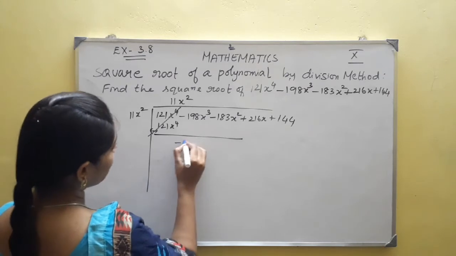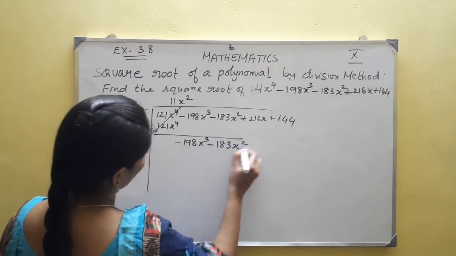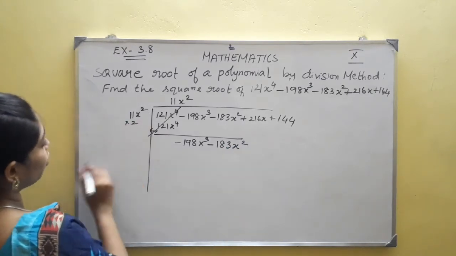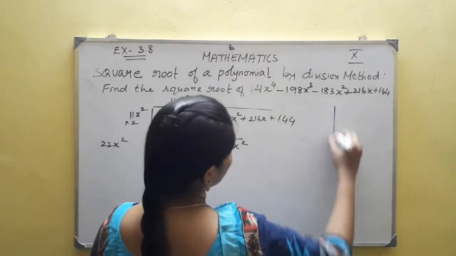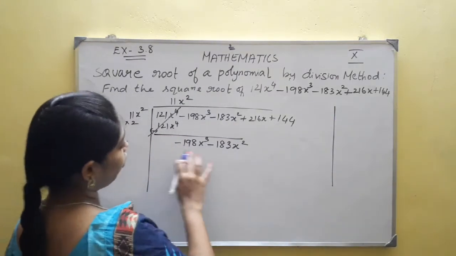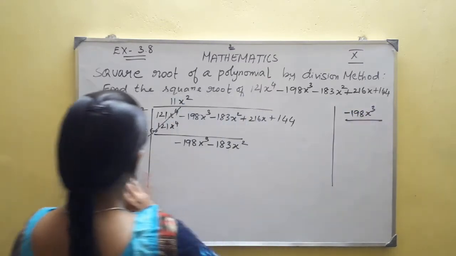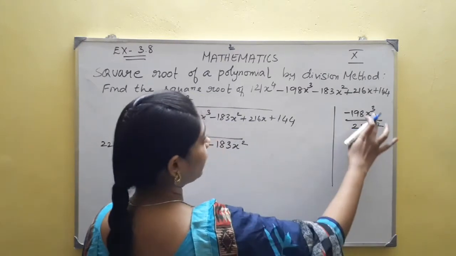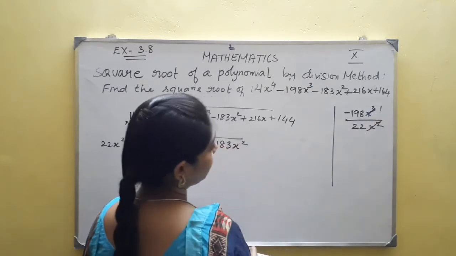Bring two terms to the next step. Minus 198x cube minus 183x square. You want to write two terms over here. Okay, if you multiply this by 2, you will get 22x square. What's supposed to come here? Do that part in the rough column, minus 198x cube divided by this 22x square. Here x into x into x, here x into x. So one more x is there.